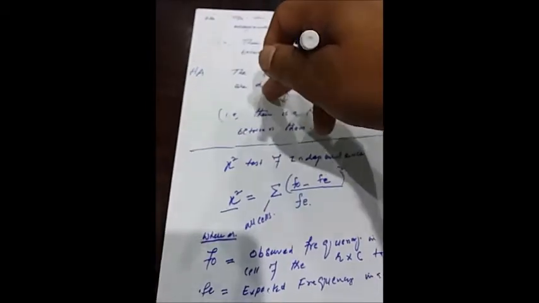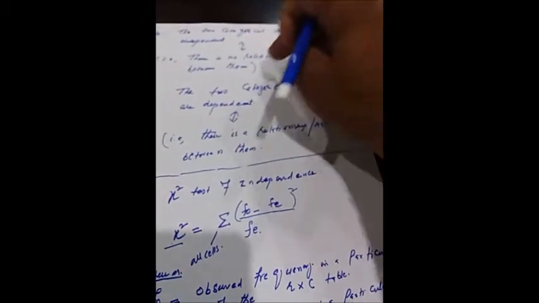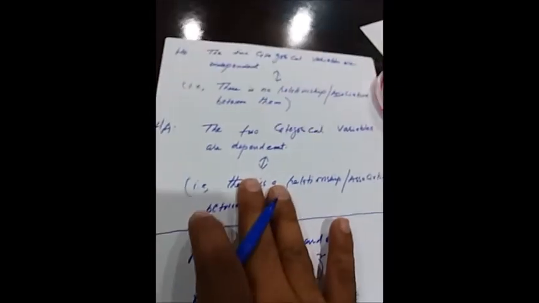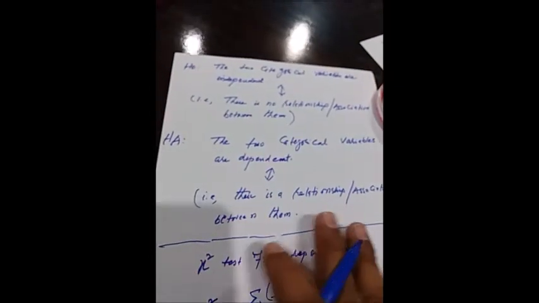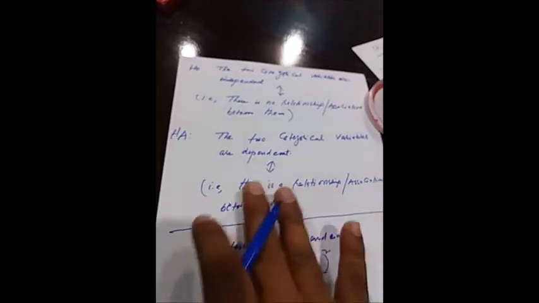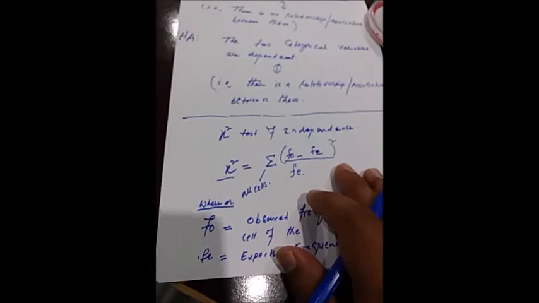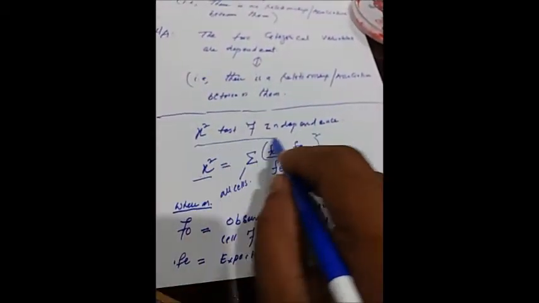So this is basically the null and alternative hypothesis. The null hypothesis says that there is no relationship or association between these two categorical variables, whereas the alternative hypothesis says that there is some kind of relationship between them. The two categorical variables are dependent. So for this, we have a general formula for the chi-square test of independence.